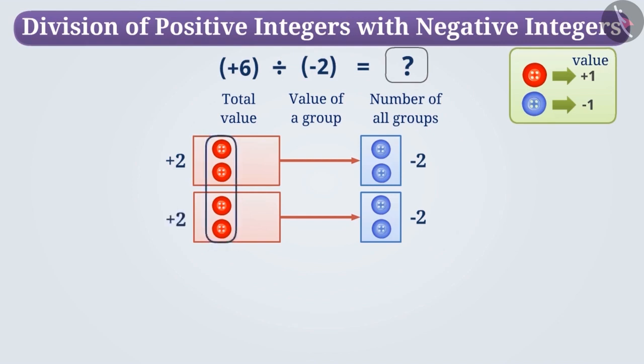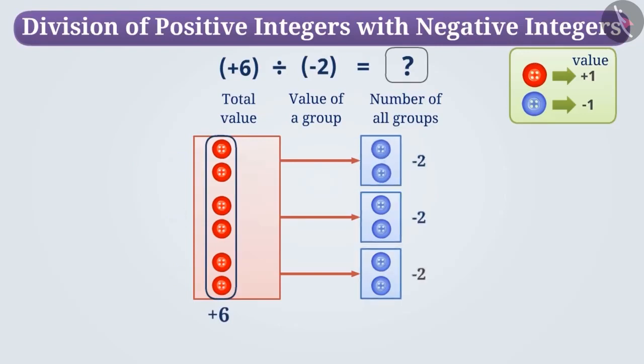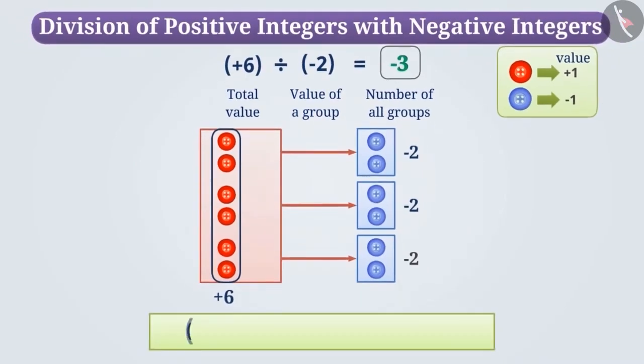There are a total of 4 red buttons whose total value is plus 4. Similarly, now for the third time we will take two zero pairs and subtract the value of two blue buttons, that is minus 2. This will again give us two red buttons whose value is plus 2. Now we have a total of 6 red buttons whose value is plus 6. Since we have formed a group of two blue buttons 3 times, that is minus 2, to get plus 6, plus 6 divided by minus 2 is equal to minus 3. Here, the 3 shows 3 groups and the minus sign shows the action of subtraction. In broad terms, we can say that the quotient obtained by dividing a positive integer by a negative integer is negative. Your divisor cannot be 0.